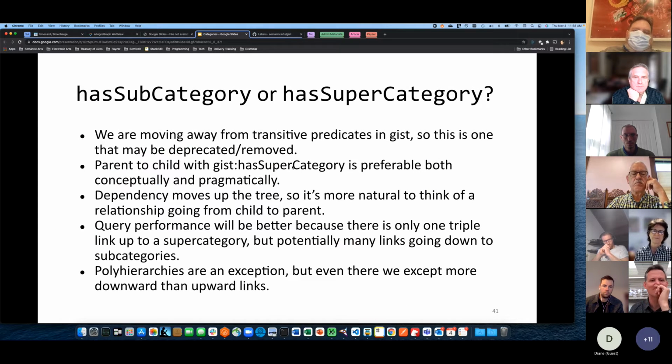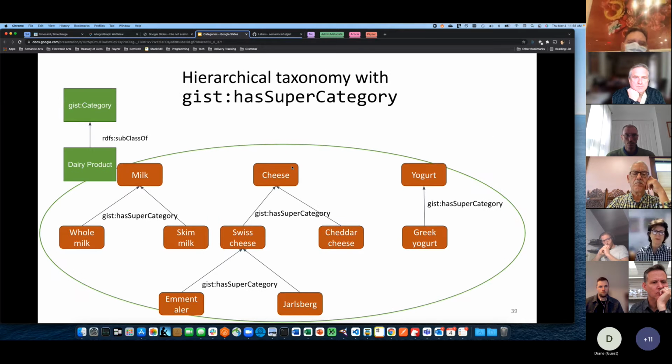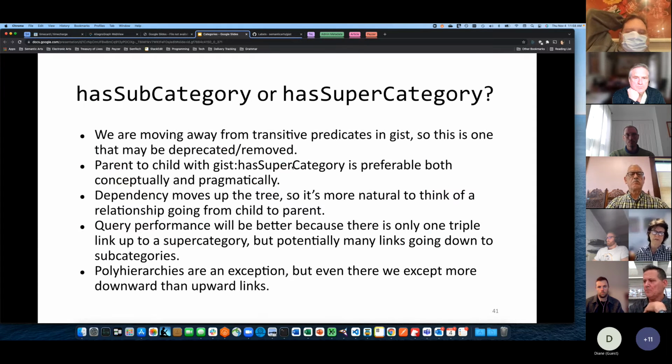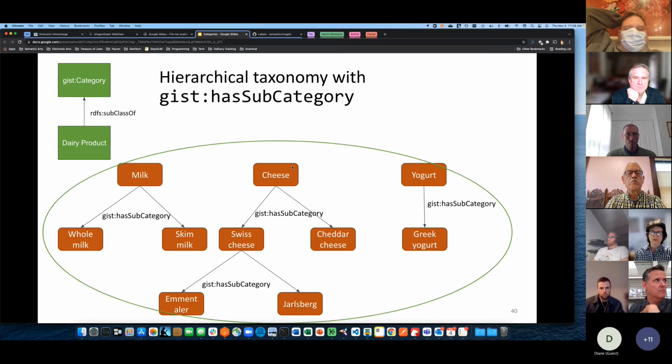And why is that? Conceptually, dependency moves up the tree. So it's more natural to think of a relationship going from child to parent. For example, the concept of milk can exist without the concept of whole milk, but not the reverse. So we tend to think of milk being the thing that this other thing relates to. And there's a very good pragmatic reason for doing it that way as well. Query performance will be better because there's only one triple, in most cases, linking up to a supercategory, whereas you would potentially have many links going in the downward direction.